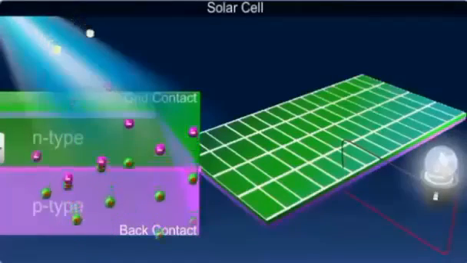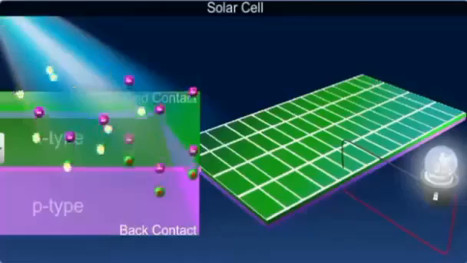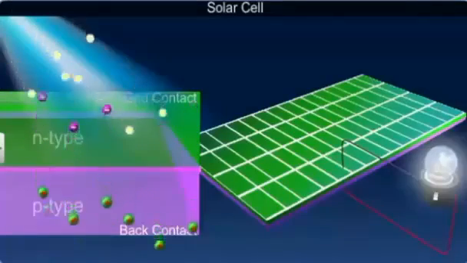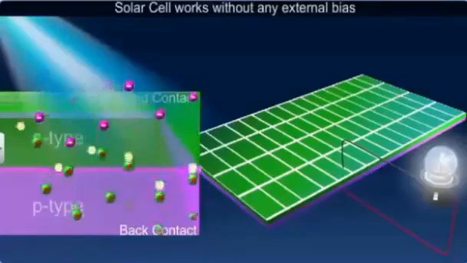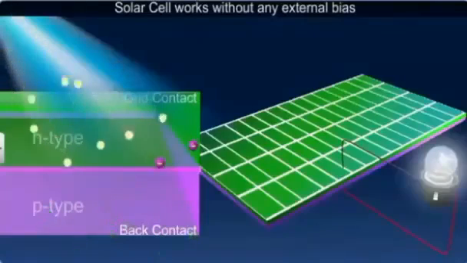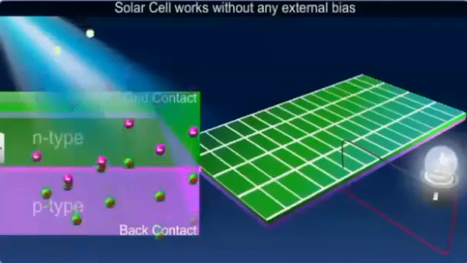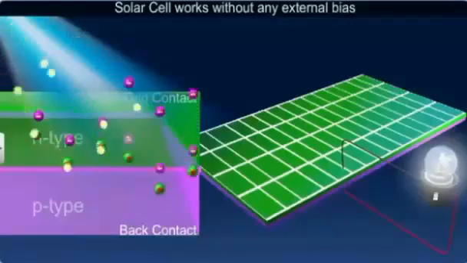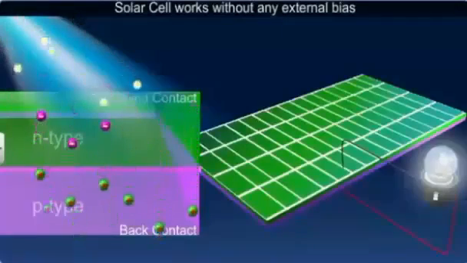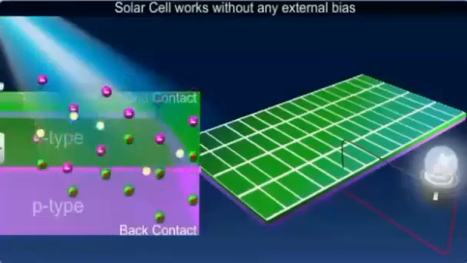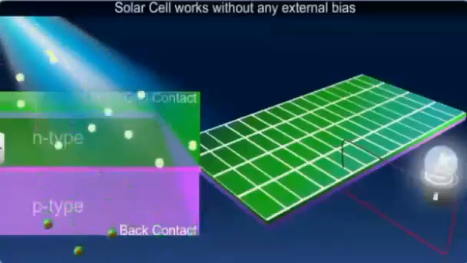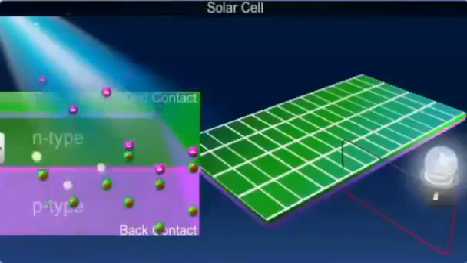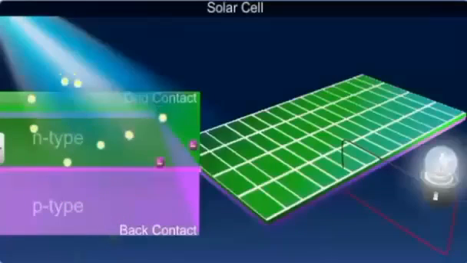Unlike a photodiode, a solar cell works without any external bias. The large surface area of the p-n junction in a solar cell generates measurable photocurrent, making it a source of electricity. However, just like a photodiode, the photocurrent produced by a solar cell depends on the intensity of the incident light.